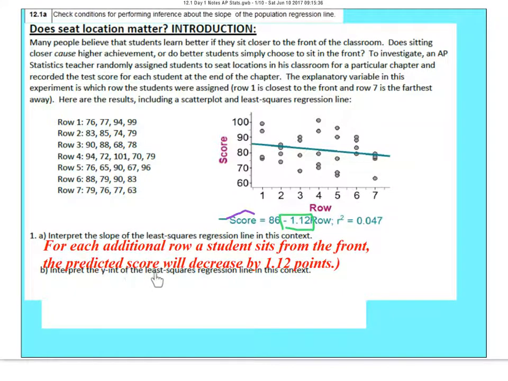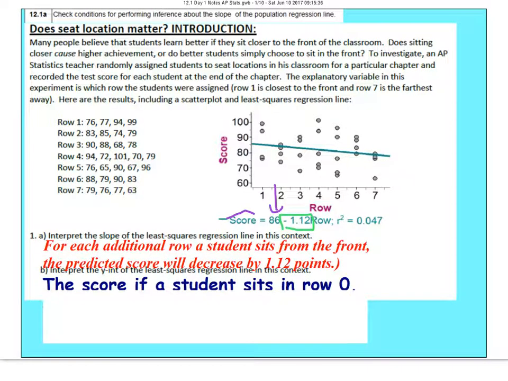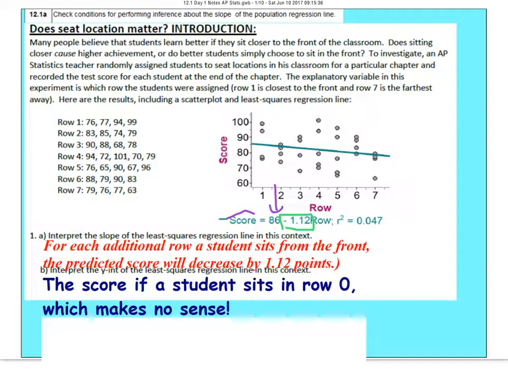Now let's interpret the y-intercept. The y-intercept in this case is going to be the 86. And what that means is the score of a student that sits in row 0 would actually be 86 points. But folks, that makes no sense. The first row that actually exists is row 1. So in context, the y-intercept for this particular problem is not relevant.